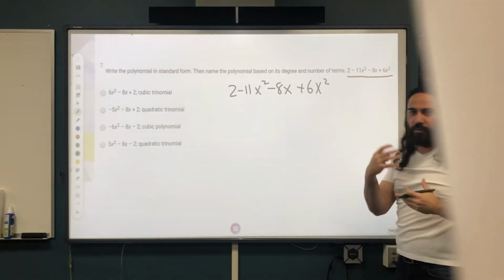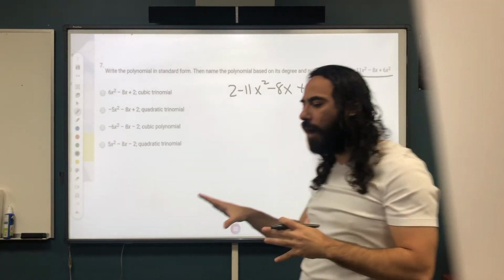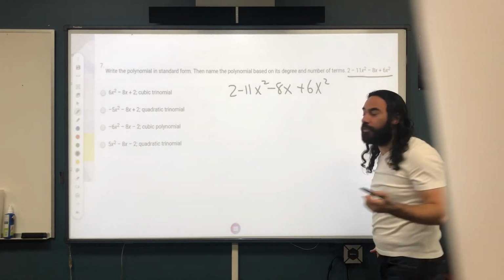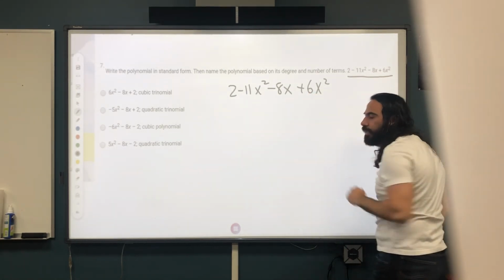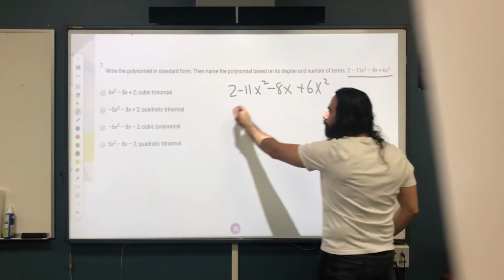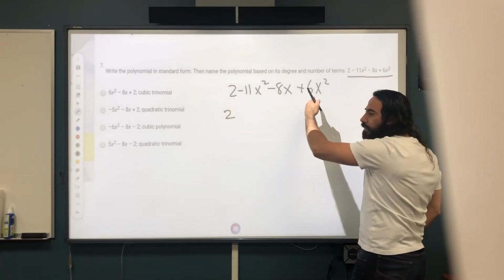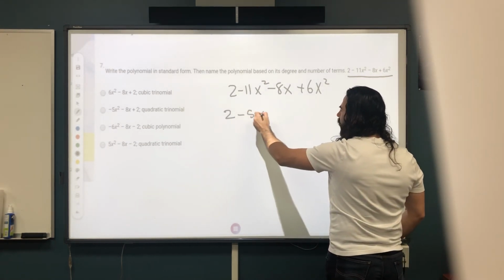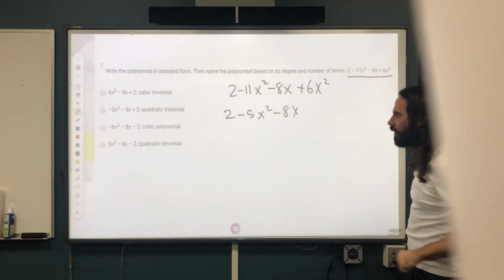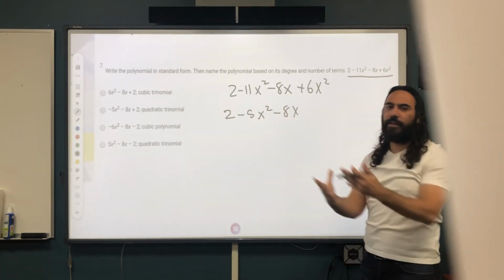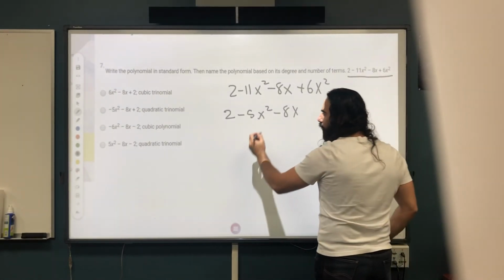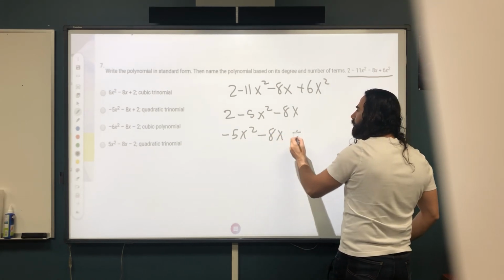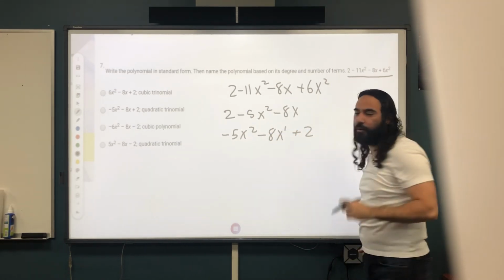So my first thing, when you look at a polynomial, look if you have the option to what? If you have the option to combine like terms. In this case, we can combine like terms. We have the 11x squared and we have the 6x squared. So we can combine them. So it's going to be negative 11 plus 6. As you know, it's going to be negative 5x squared minus 8x. Now you need to put this polynomial in standard form. The standard form is, you start with the highest degree, negative 5x squared minus 8x plus 2. Of course, the x is to the power of 1.